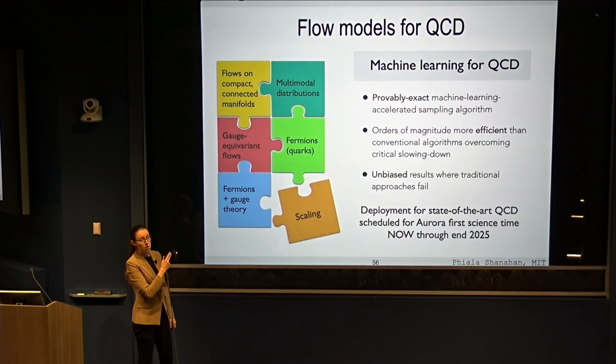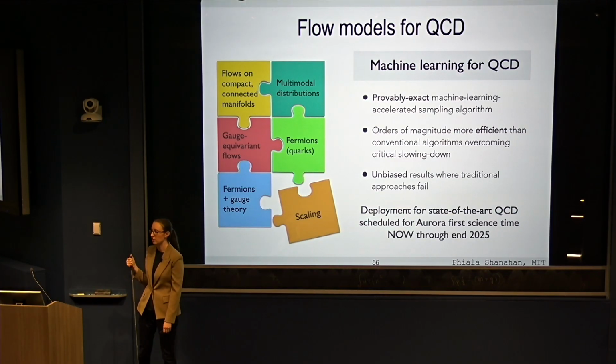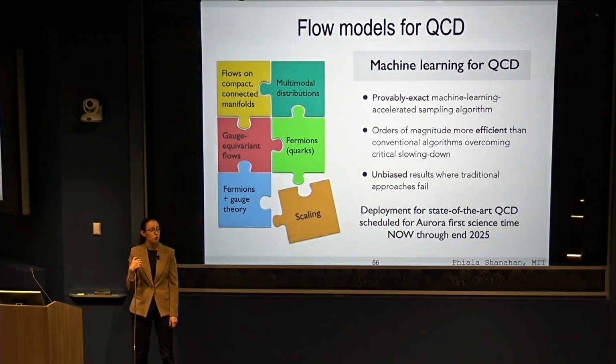So the summary really is that there are provably exact machine learning accelerated sampling algorithms that are orders of magnitude more efficient than conventional algorithms, that are unbiased in regions of parameter space where conventional algorithms fail. And the work now is the engineering work, not the interesting physics part of the work, but the engineering work of how you scale that up in practice to the largest supercomputers in the world.